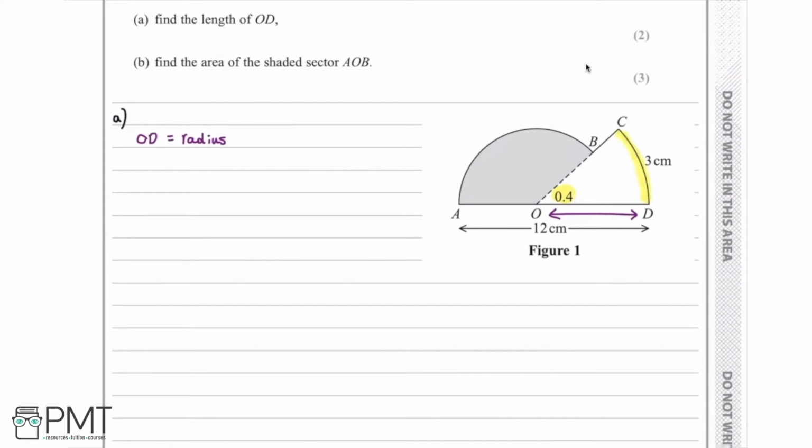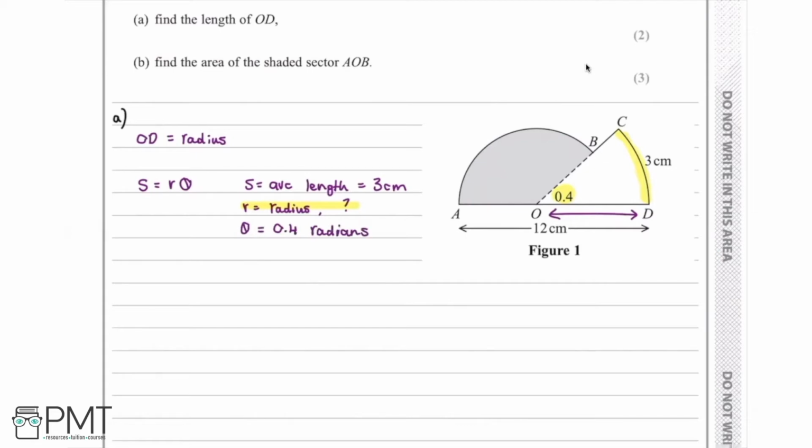So then we can put this together and make use of the formula. S is equal to r theta. S is equal to the arc length, which equals 3 centimeters in our case. R is equal to the radius. That's what we want to find out. And then we also have that theta is equal to 0.4 radians.